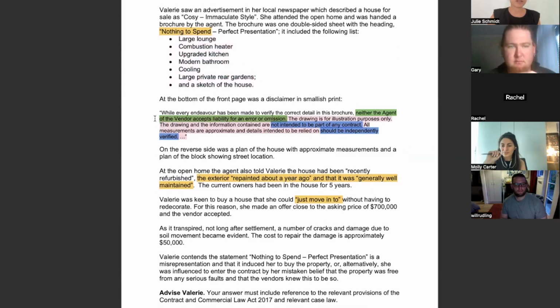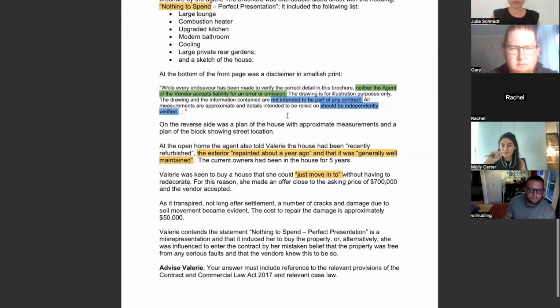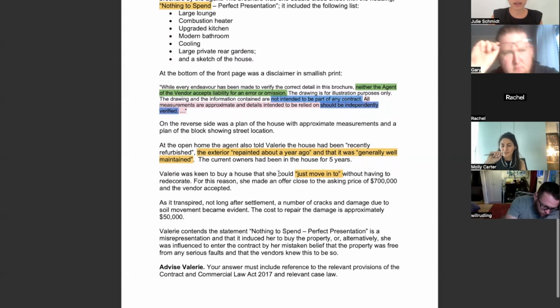Inside that pamphlet, there was this disclaimer saying there's no liability to the vendor for any error or omission, and it's not intended to be part of the contract. And hey, it's all on you. You should independently verify everything about this house.